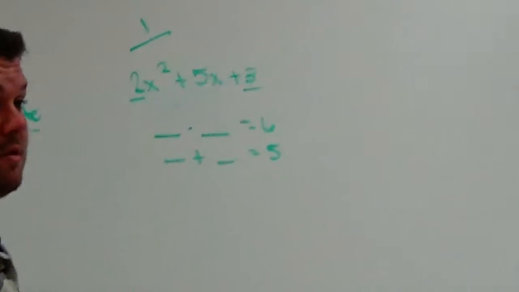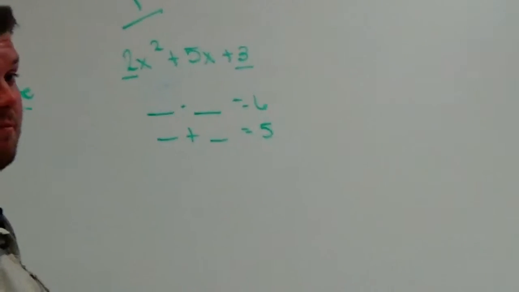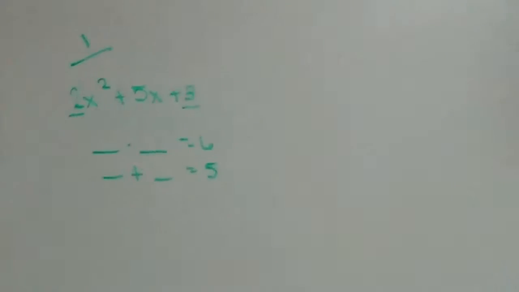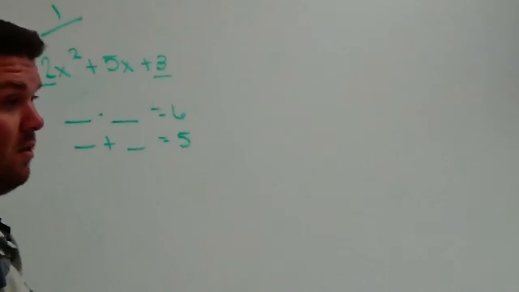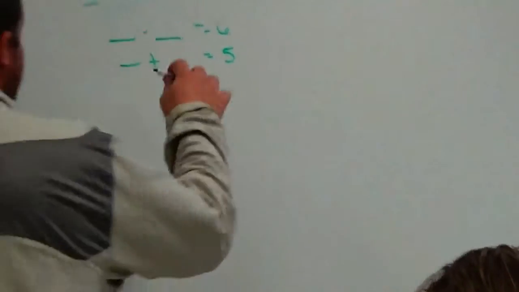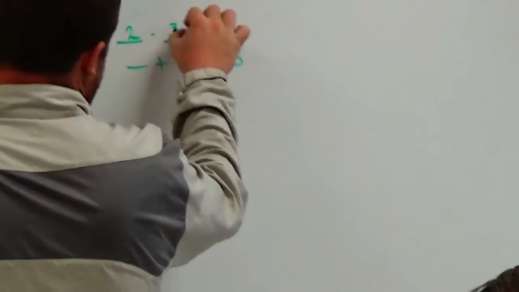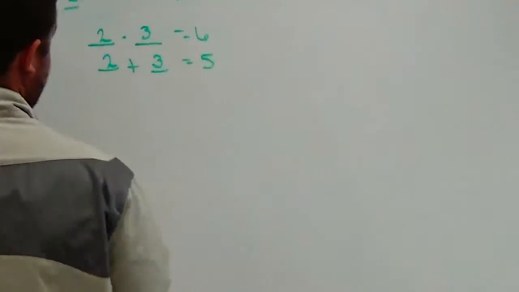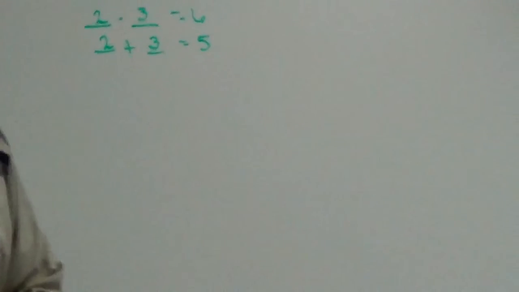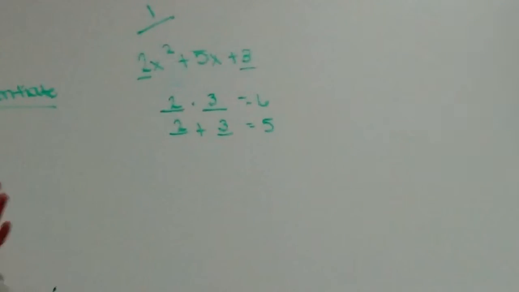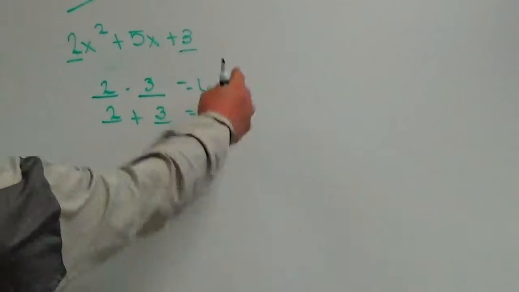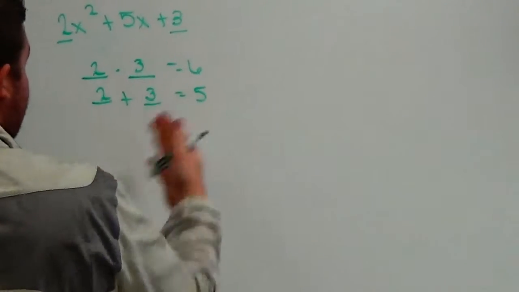What are my 2 terms? 1 and 6? Negative 1 and 6? They're both positive. What about 2 and 3? You know what? 2 and 3. You read my mind. 2 and 3. If I multiply 2 and 3, they give me 6. If I add 2 and 3, they give me 5.